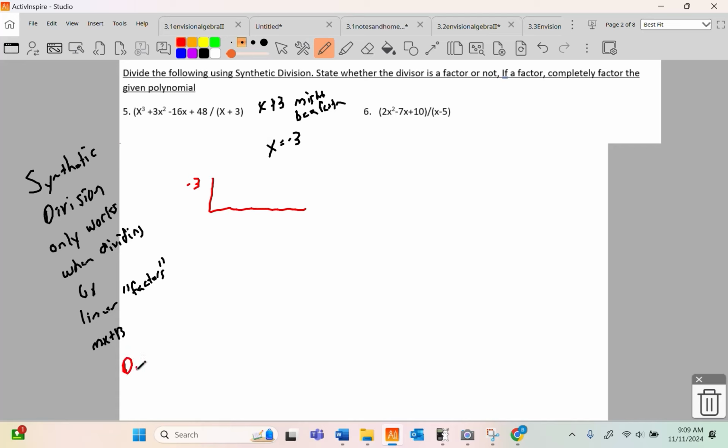And the acronym I teach here is DMA. Drop, multiply, ran out of room, and then add. All right, we're going to load up our coefficients in our vinculum: 1, 3, negative 16, 48. We're going to drop the first one, with emphasis on the multiply and add. Then we multiply. 1 times negative 3 is negative 3. And then we add, we get a 0. Then we multiply. Negative 3 times 0 is 0. And then we add, we get negative 16. And negative 3 times negative 16 is 48.